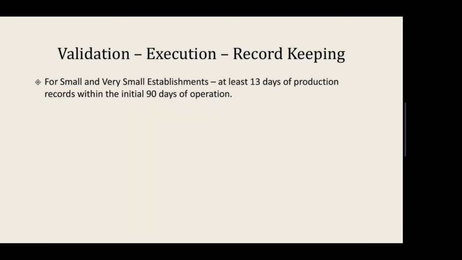As far as validation and execution, we're talking about record keeping now. So the requirement for validation for small and very small establishments is that we need to collect data for at least 13 days of production within the initial 90 days of the HACCP plan implementation. If a processor does not operate within that HACCP plan for 13 days of the initial 90, a request for extension would need to be sent to the district for further time to collect data.